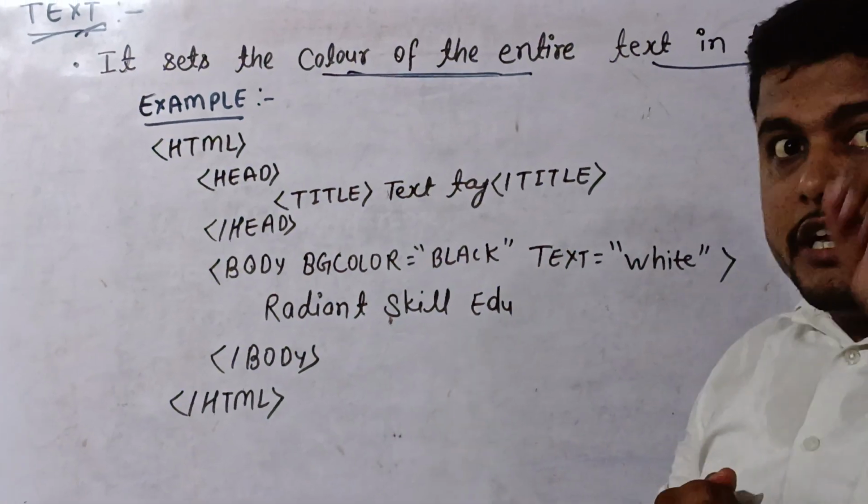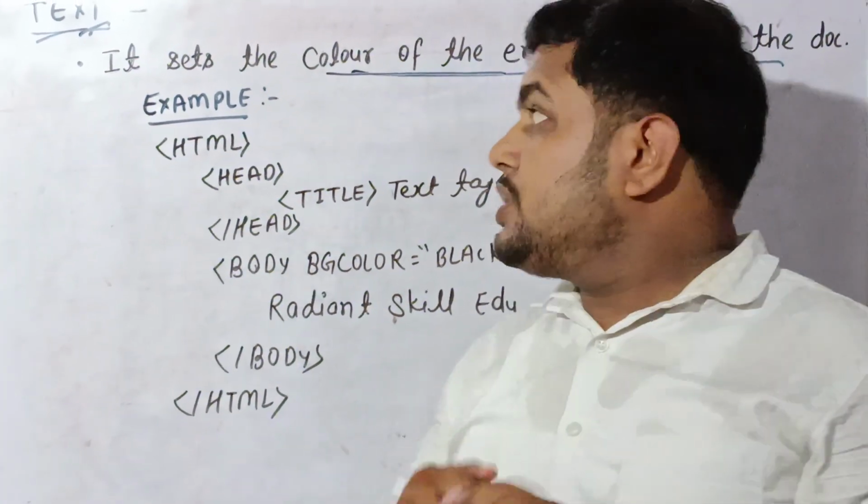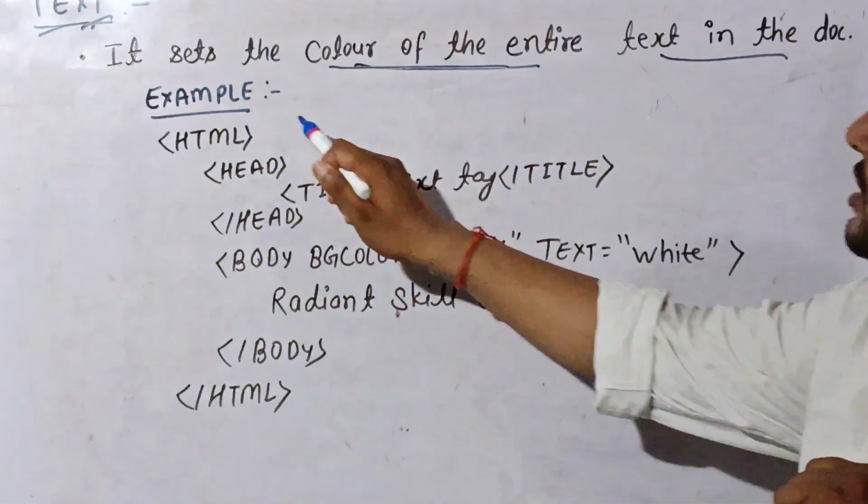By default, the text color is black. If you want to change the color, then we use the text attribute. Now we are going to take an example of it.